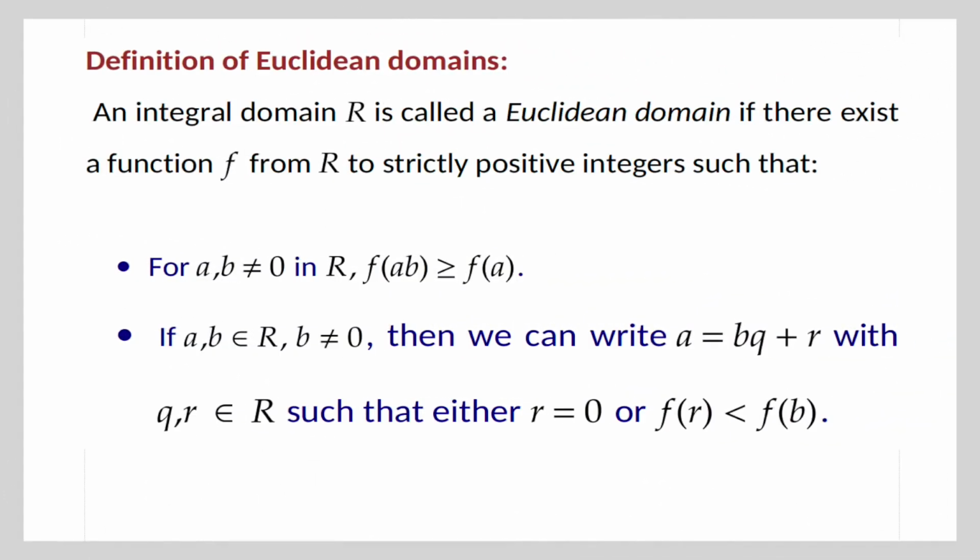Definition of Euclidean domains. An integral domain R is called a Euclidean domain if there exists a function f from R to positive integers such that for a, b not equal to 0 in R, f of ab is greater than or equal to f of a. If a, b belongs to R and b is not equal to 0, then we can write a equal to bq plus r with q, r belongs to R such that either r equal to 0 or f of r is less than f of b.